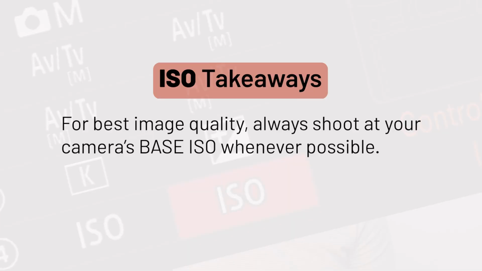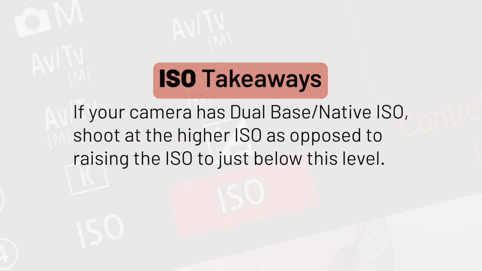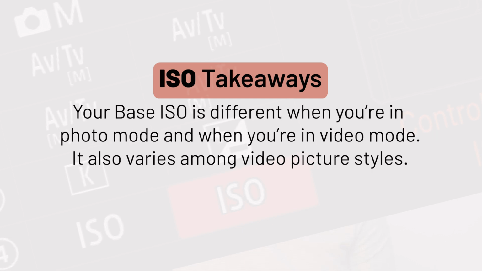Ideally, the way this base ISO works is that your image at 800 should be just as clean as the image that you get at 3200. So if you're shooting with a camera that has a dual base ISO and you're shooting in low light conditions, it's actually better for you to push your ISO up to the second, higher base ISO than shooting just under that second base ISO.